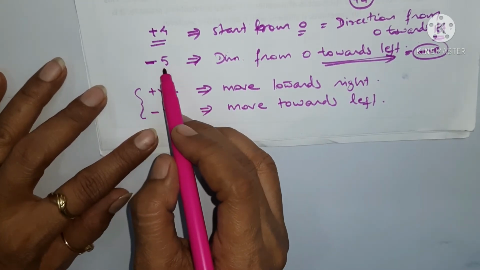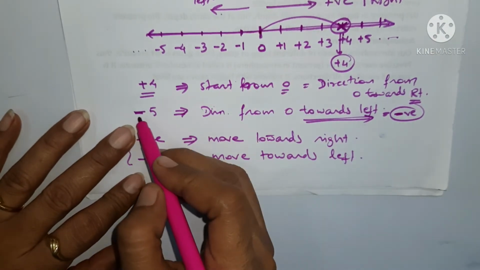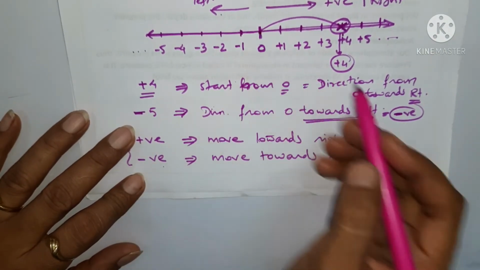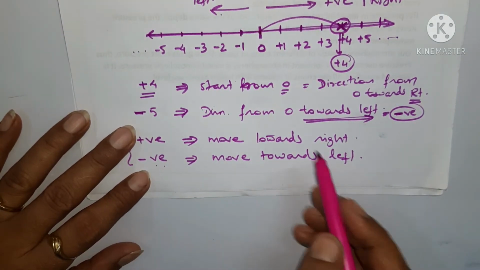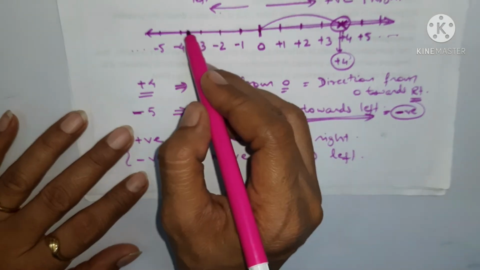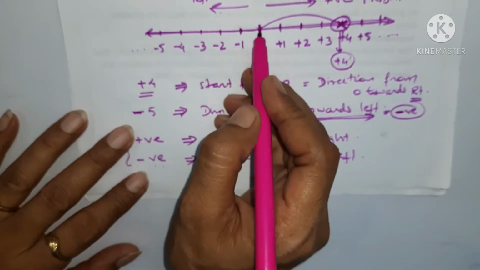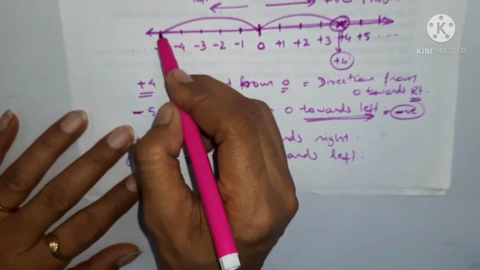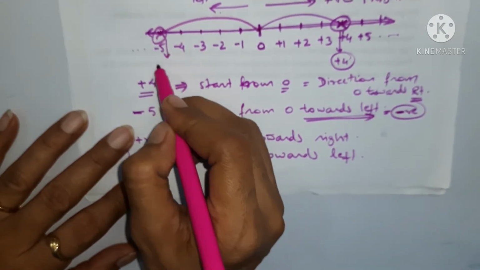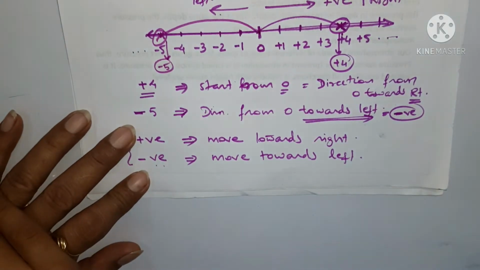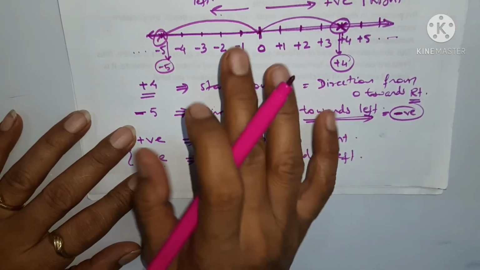So you have to show -5. From 0 you will start, and since a minus sign is there, you have to move towards left. From 0 you will move towards left, that is from here 1, 2, 3, 4, 5. That means you will move from here to here, that is your -5. Understood? This is how the integers are presented on the number line.